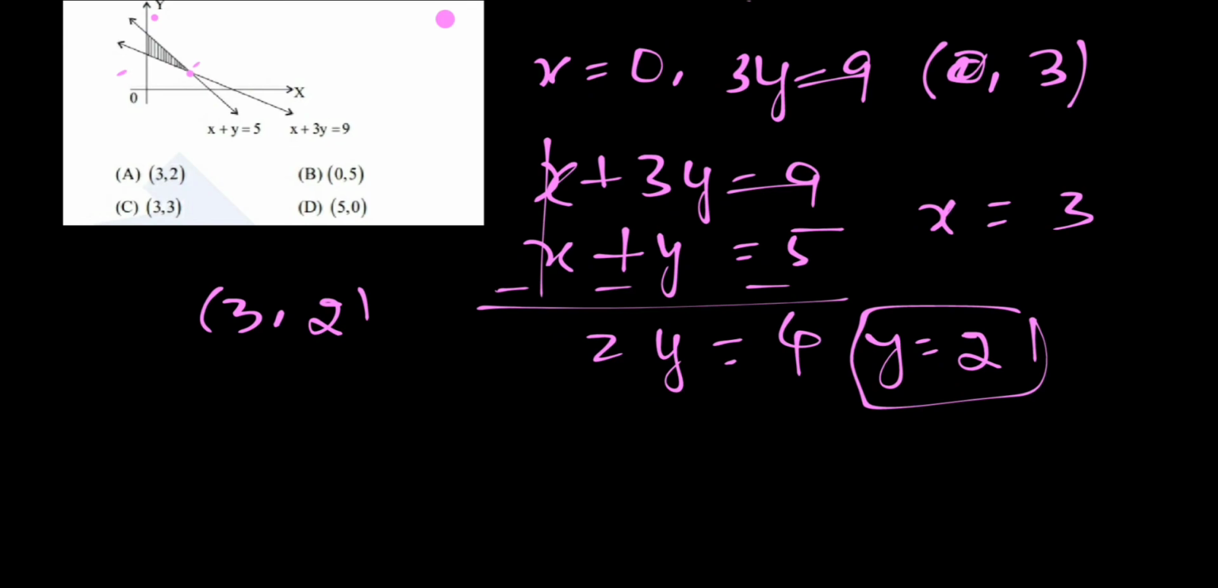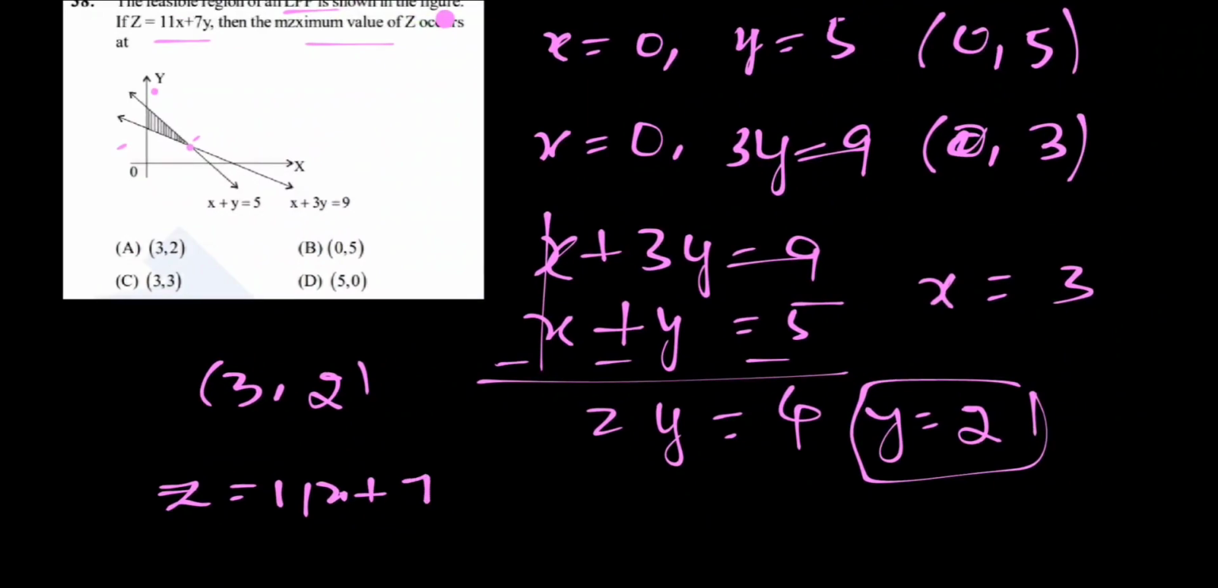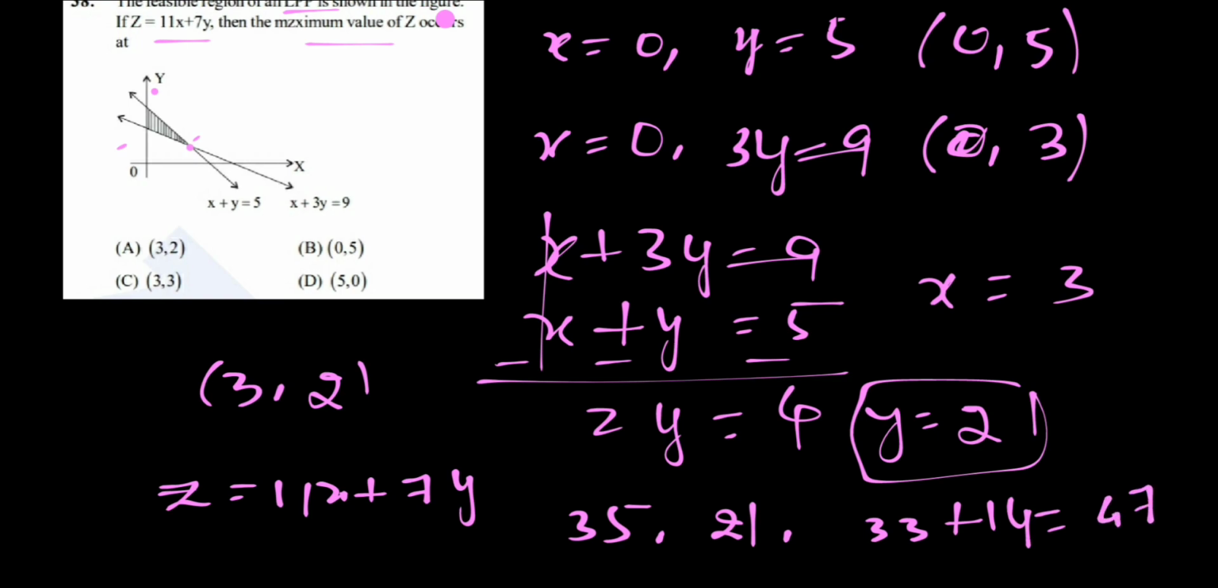We have to substitute in Z is equal to 11x plus 7y. If you substitute 0 comma 5, you will get answer 35. Next, 0 comma 3 substituted, you will get answer 21. Next, 3 comma 2 substituted: 33 plus 14, 47. So the highest value is 47, which we get at 3 comma 2. So option A is the correct answer.